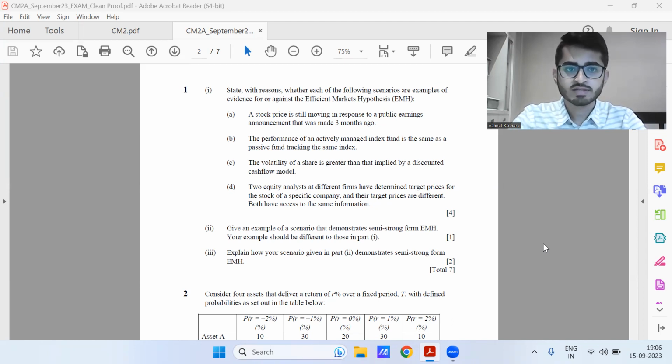CM2 paper A, based on the inputs we have received so far from our students as well as others who have sat for the exam, seemed to be on a relatively easier side. Looking at the past history of the passing marks of CM2 and basis the difficulty level of this paper which we perceive, we feel that the pass marks should be somewhere in the range of, let's say 60 plus minus 2. So maybe anywhere between 58 to 62 is what we anticipate.